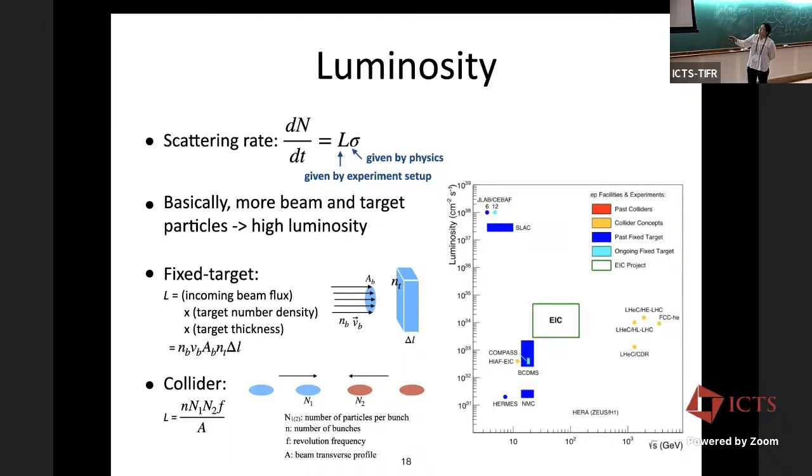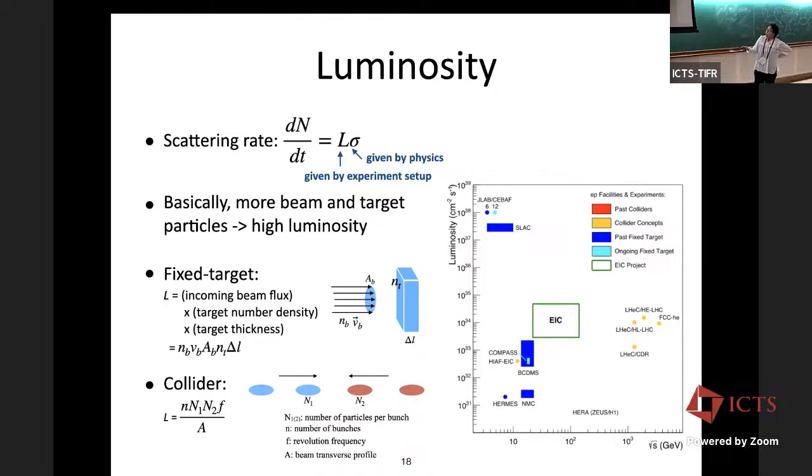This cross-section is given by physics for the process you want, but luminosity is given by the setup, and how you set up the experiment. So basically, luminosity is: if you have more beam particles and more target particles, you will have a higher luminosity. Makes sense? Because you have a higher collision probability, right? If you have more things thrown together, there's a higher chance they will scatter off each other, right?